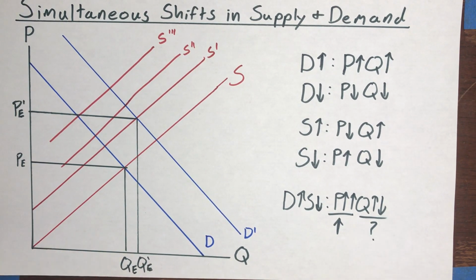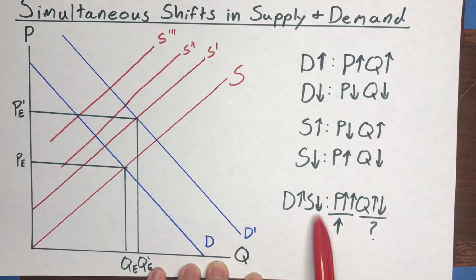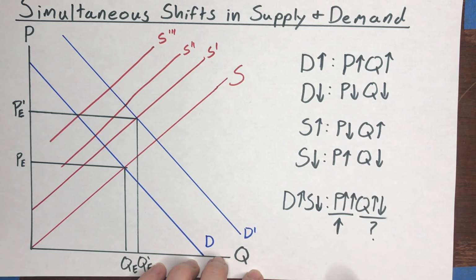I will leave it as an exercise for you to think about, or to graph out, what would happen if demand was decreasing at the same time supply was decreasing, and the other iterations of this as well.